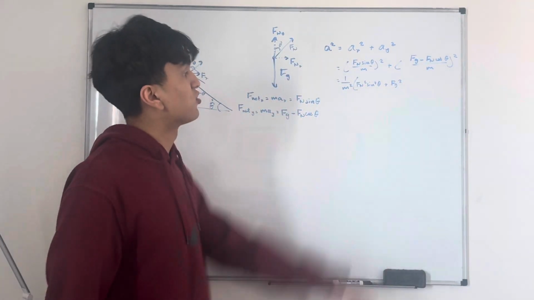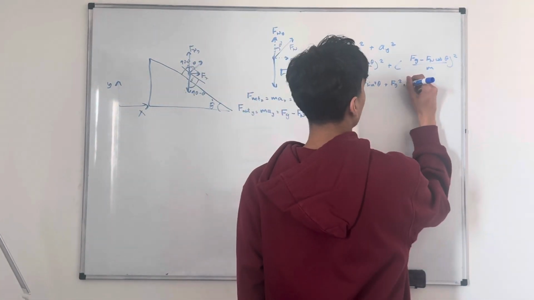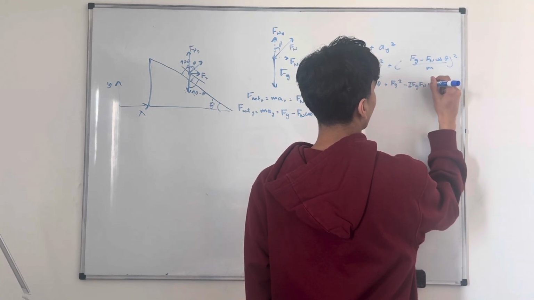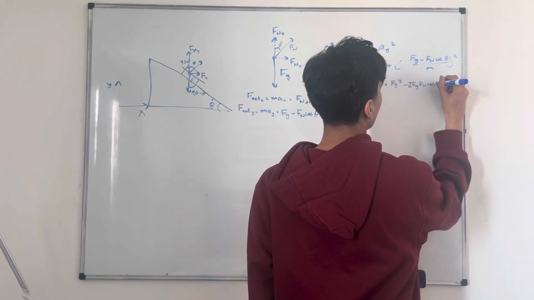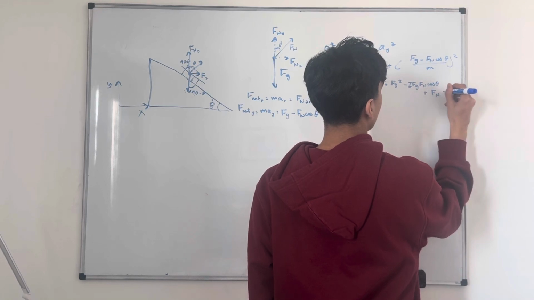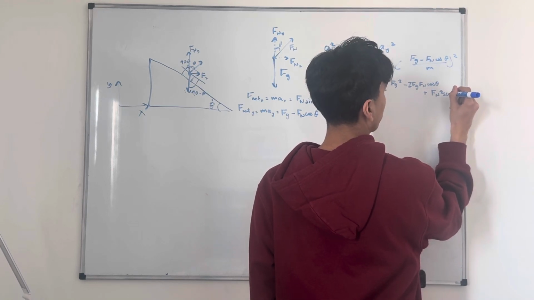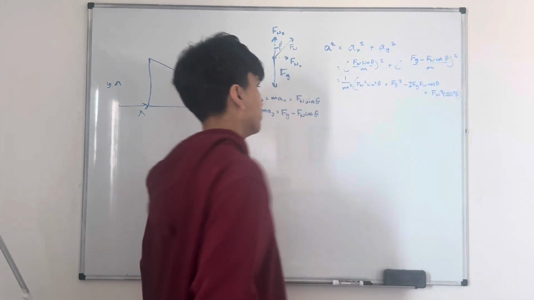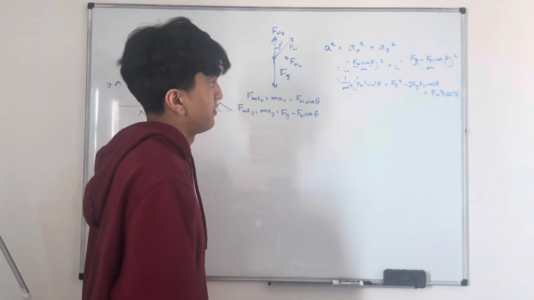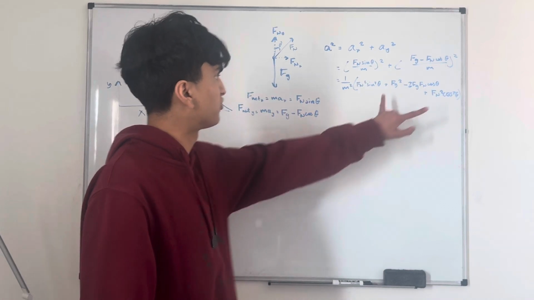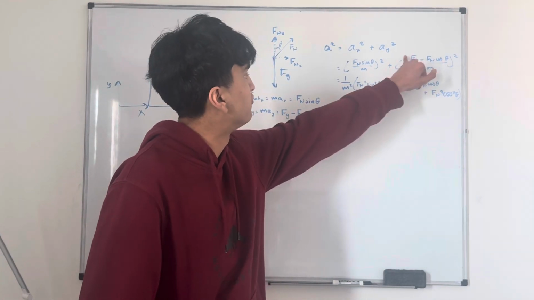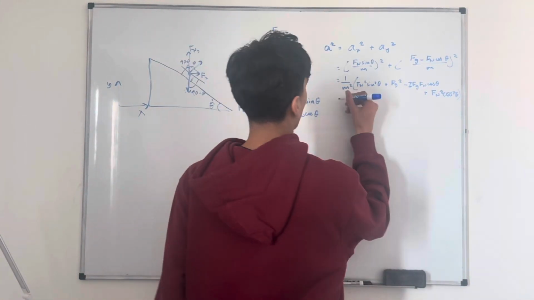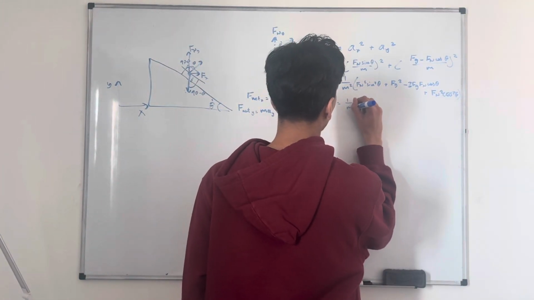you're squaring a binomial, right? So you're going to have that minus 2 Fg Fn cosine theta, which is kind of funky, plus Fn squared cosine squared theta, when you multiply out that whole binomial. So this whole thing right here is just (Fg minus Fn cosine theta) squared, all over m squared.